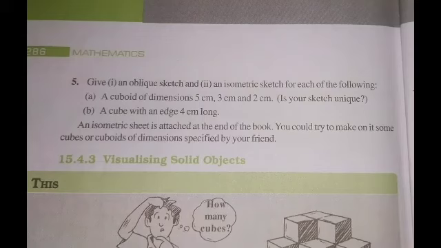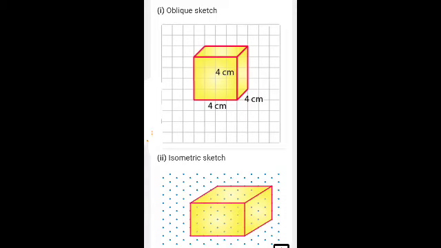Now in that, how to draw a cube whose edges are 4 centimeter long. Let us see how to construct the oblique sketch and isometric sketch of the given measure. That is, length is 4, height is 4 and breadth is also 4. See, this is how you have to construct both these sketches.